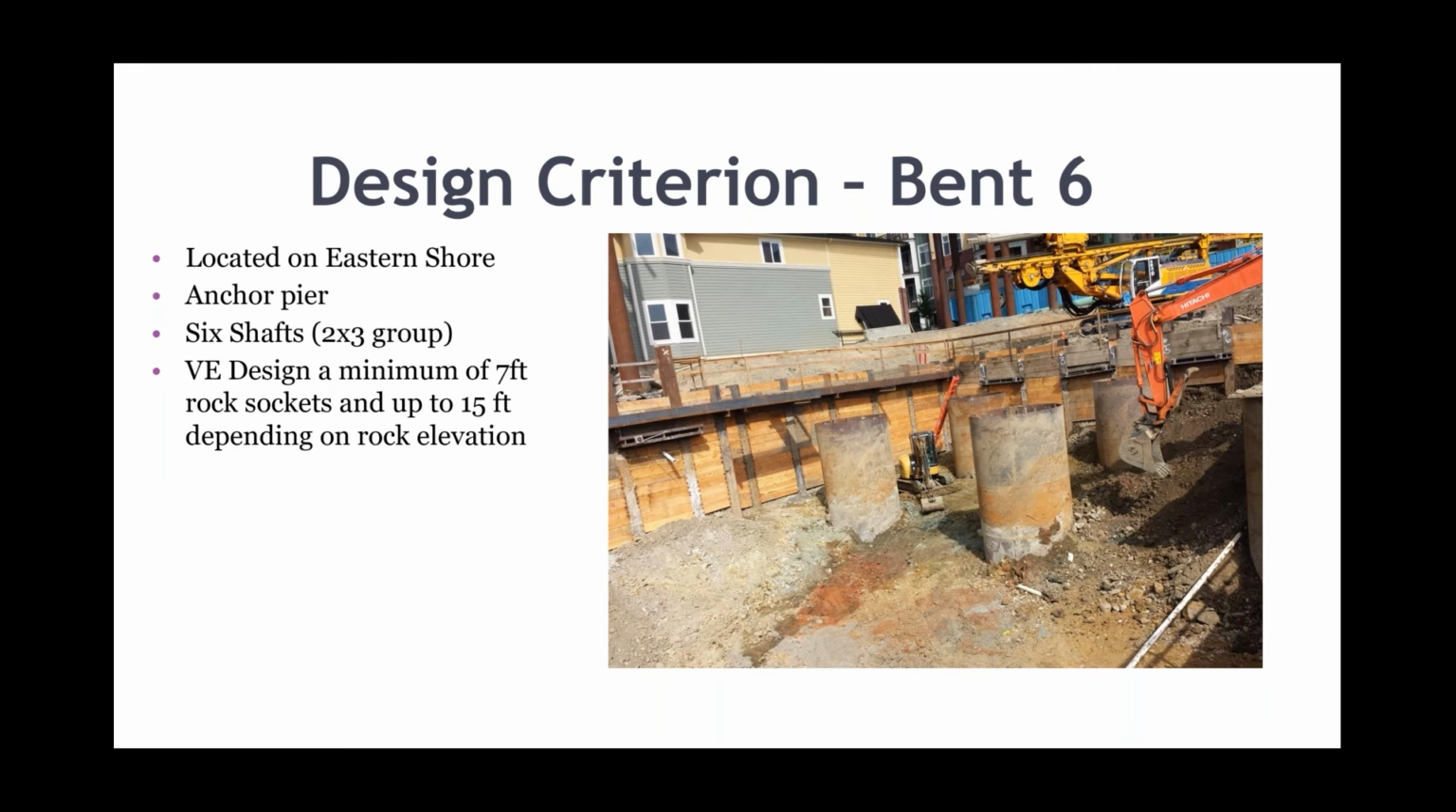Bent 6, this was actually an anchor pier. It's located on the eastern shore. It's a 2x3 group of shafts. We required a minimum 7-foot rock socket and up to 15 feet, depending on where we encountered rock. Obviously, this configuration provides frame action in the longitudinal direction of the bridge.